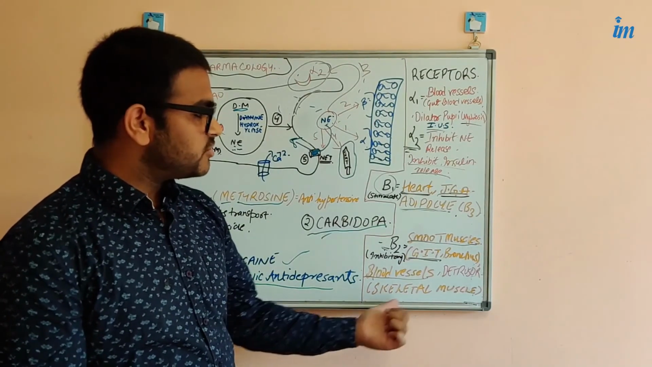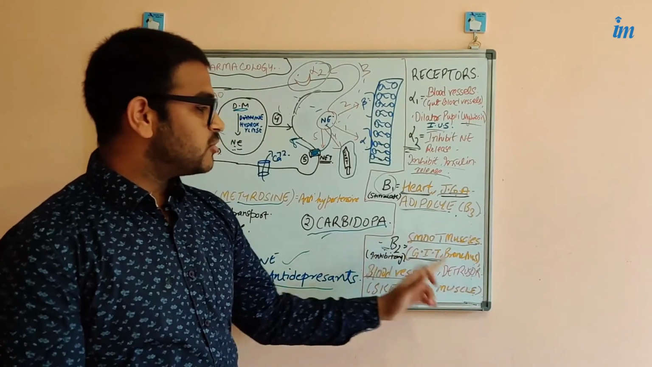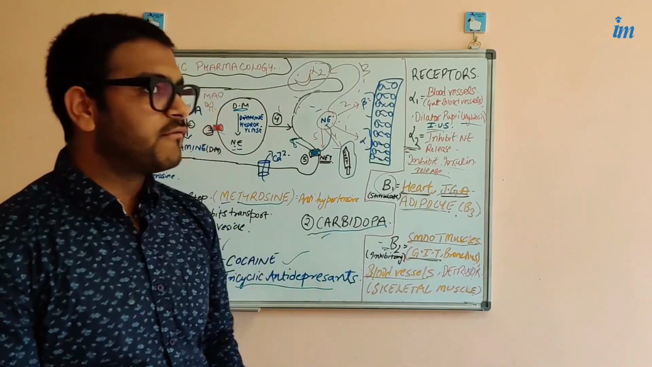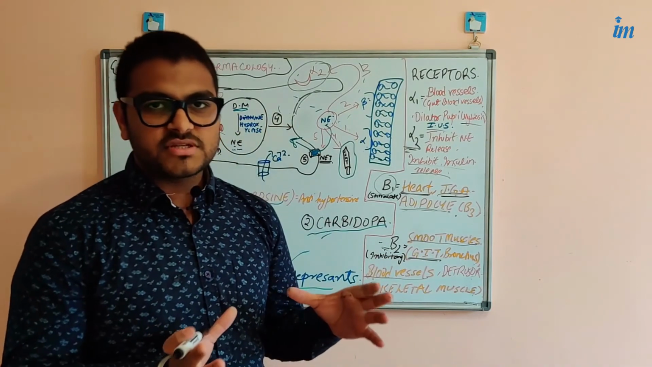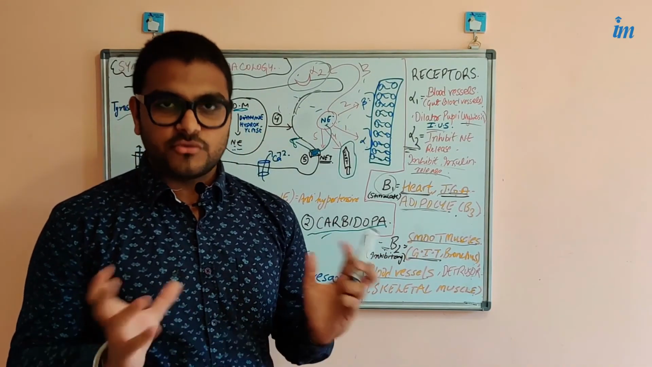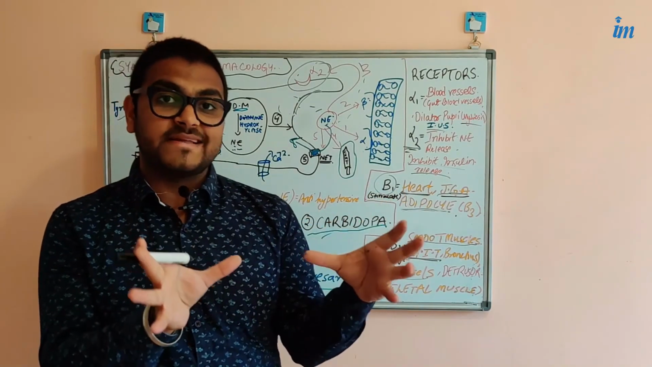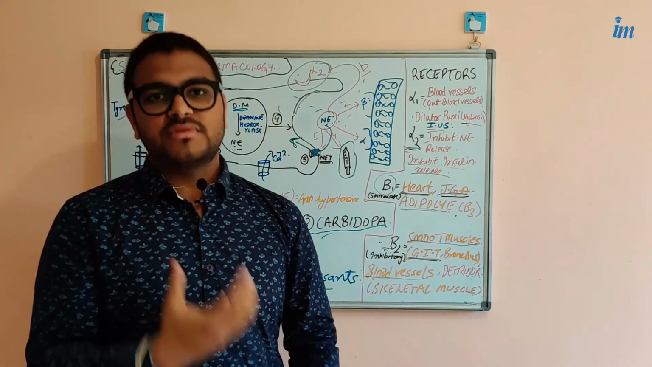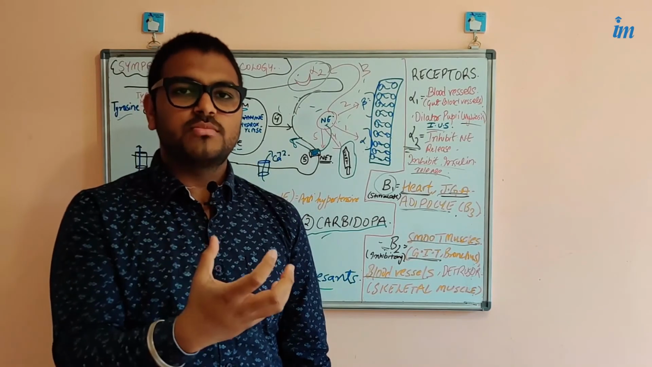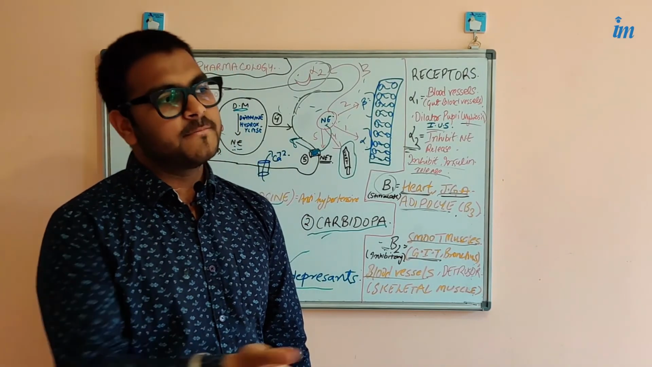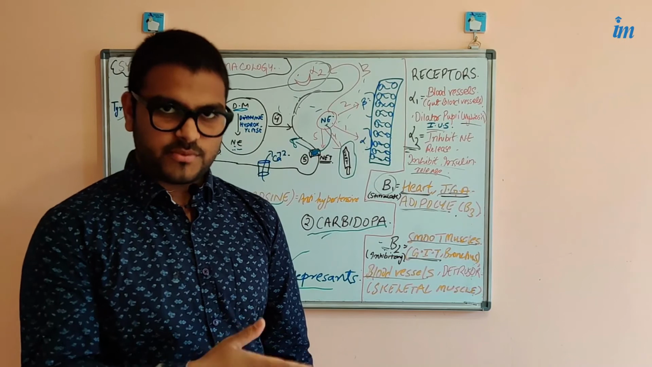So beta 2 is present in your skeletal muscle vessels, and beta 2 is also present in the detrusor of your bladder. Detrusor muscle of bladder means your urinary bladder, it is present there, and the urinary bladder becomes widened, it becomes relaxed, so that it can accommodate more volume of urine, and it can prevent the release of urine, or prevent micturition.